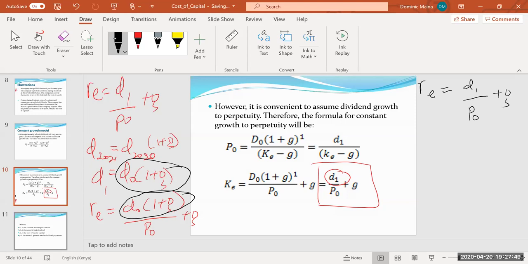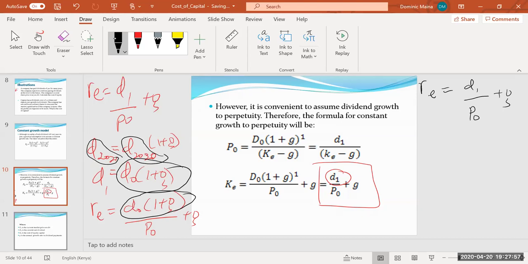Where D1 is what is going to be there in the year 2021, our D2021. Our D2020 is what has been paid for this year. So the cost of equity can be given as D for next year, D2021, divided by P naught, the current price per share, plus the growth in the dividend. So don't get confused. We're on the same thing, but you're getting it from a different perspective. I hope that's clear. And that's how we estimate the cost of equity in the case of growth in dividend.